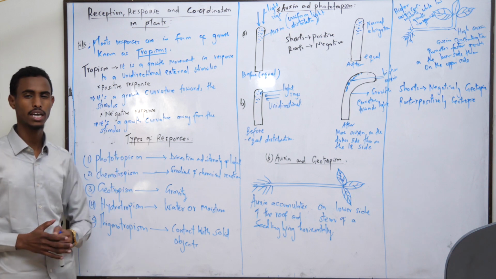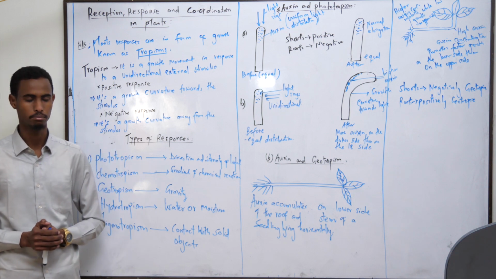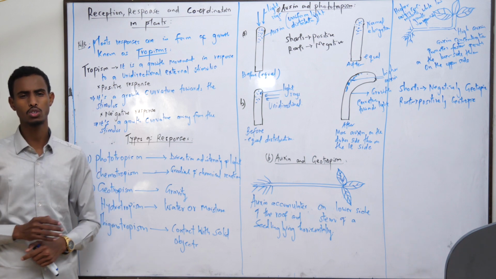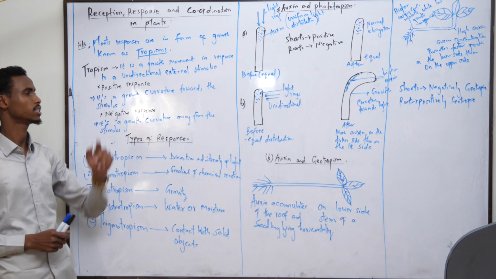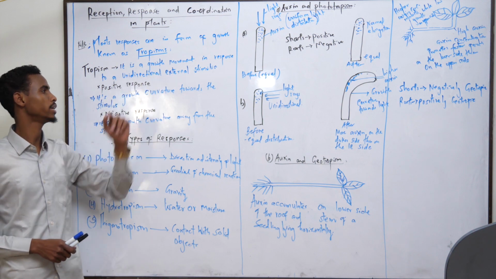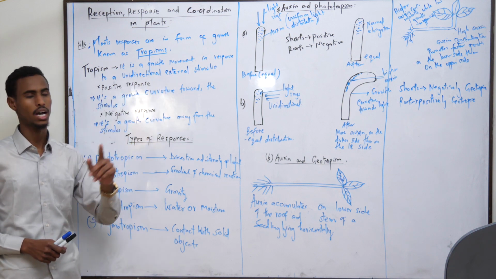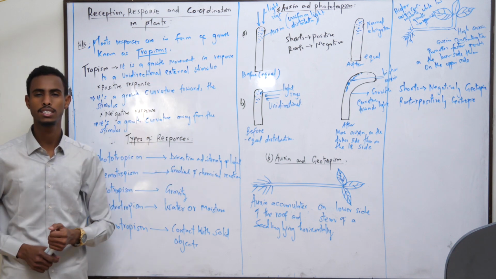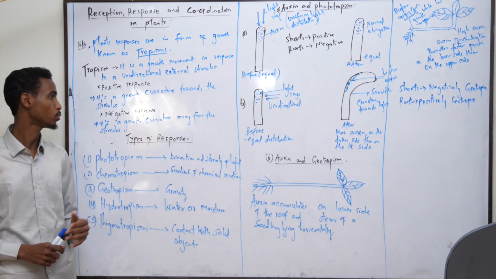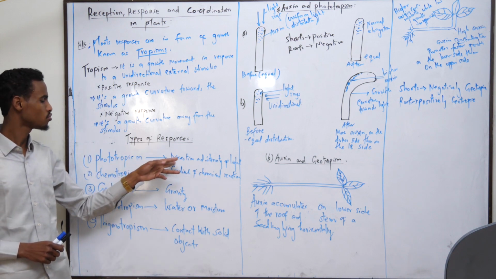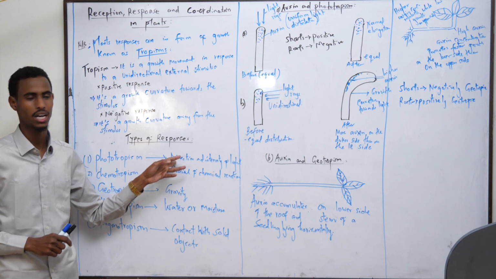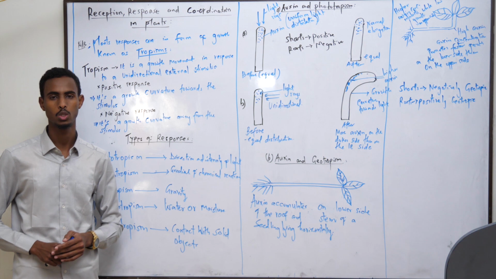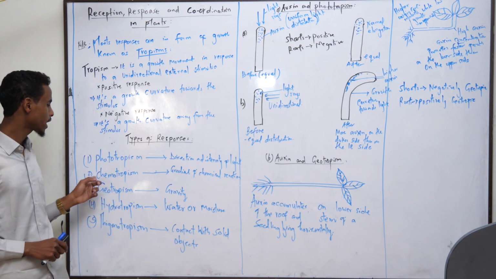Now, let's look at the types of responses without wasting time. We have number one, phototropism. When defining phototropism, just start with this. You say it is a growth movement or a growth curvature in response to the direction and intensity of light. Very simple. We have also chemotropism.